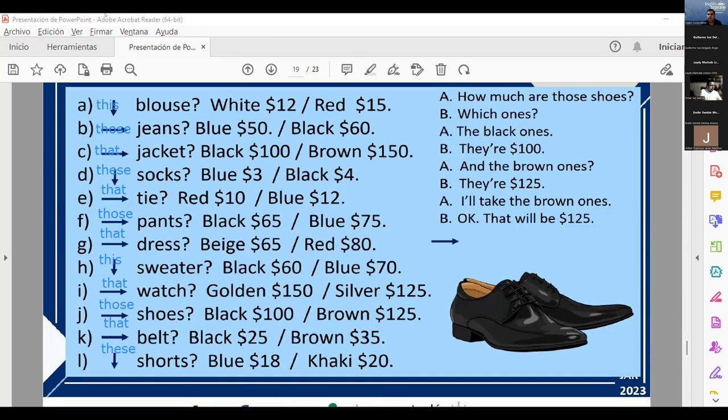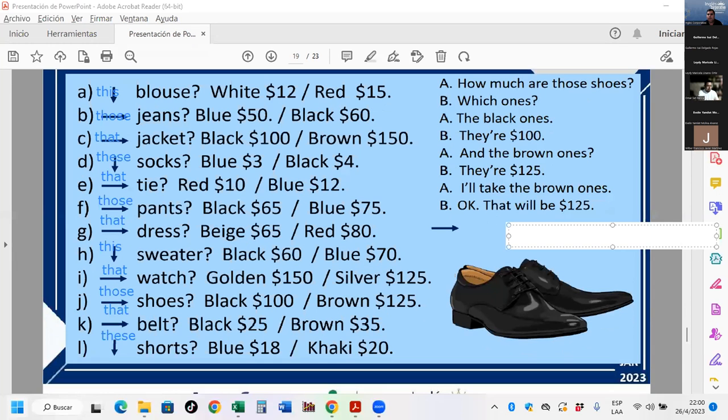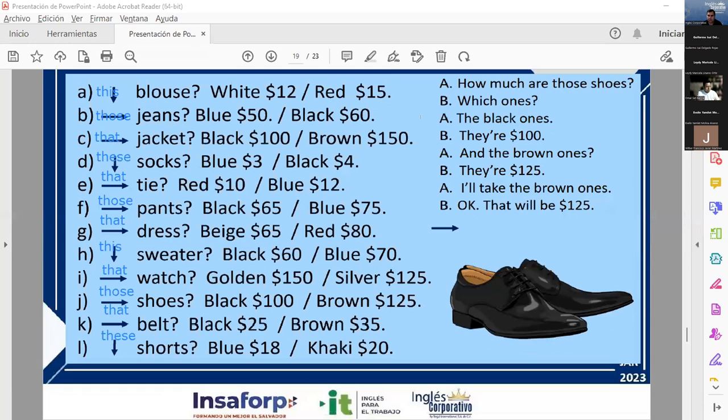¿Quién más? Okay, de nuevo, si gusta, comienzo yo. How much are those shoes? Which ones? The black ones. They're $100. And the brown ones? They're $125. I'll take the brown ones. Okay, that will be $125. This is the model.